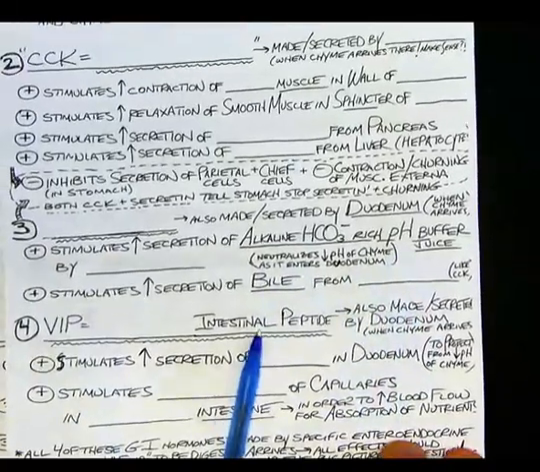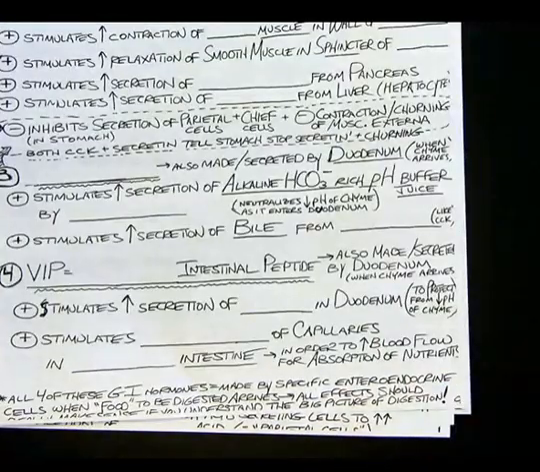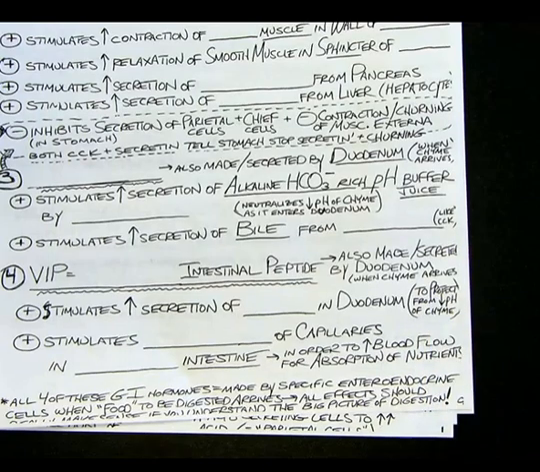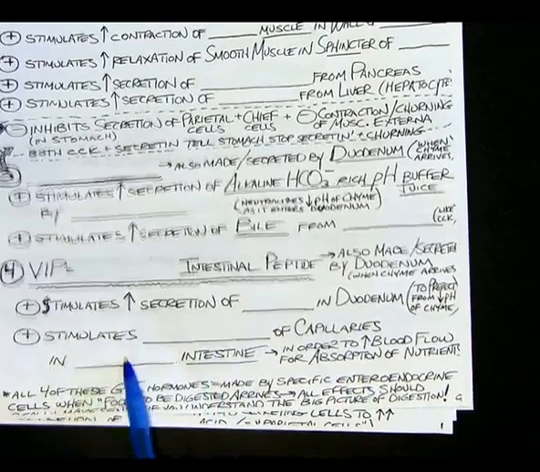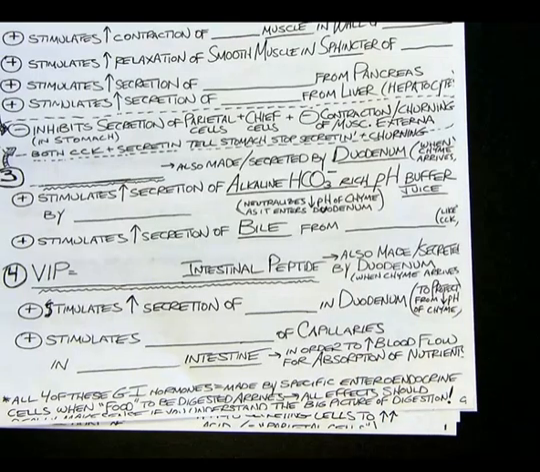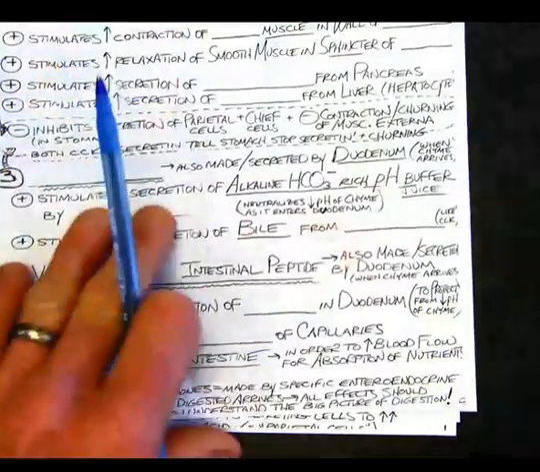And vasoactive intestinal peptide, don't forget it has two different effects, and tell me why. It increases secretion of mucus in the duodenum. Why? What for? To protect the mucosa of the duodenum from the hydrochloric acid in the chyme coming in. And it stimulates vasodilation of capillaries in the small intestine. Why? To get more blood flow, to absorb more nutrients, right? Cool, because that to me tests you on the whole digestive system in one question.